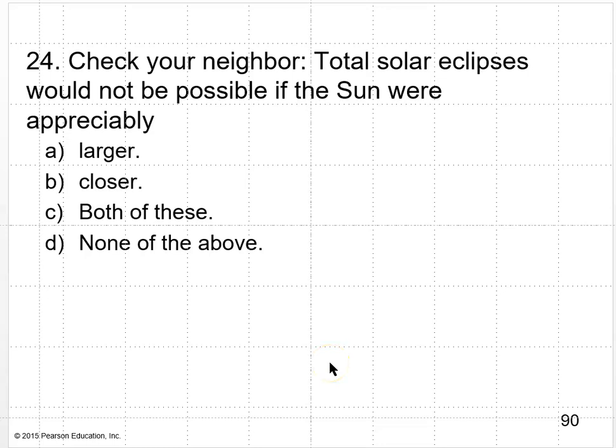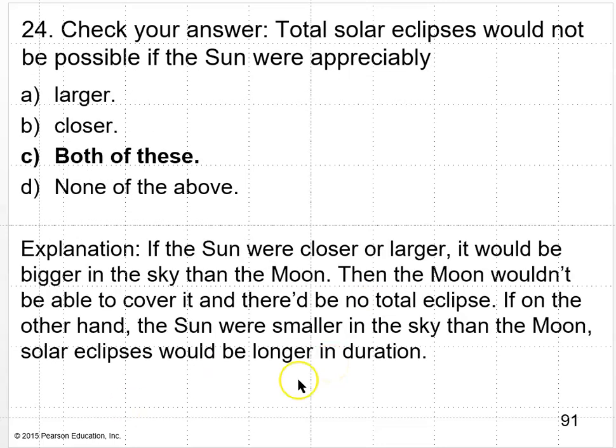Total solar eclipses would not be possible if the sun were appreciably larger or closer. If the sun were closer or larger, it would be bigger in the sky than the moon, which wouldn't be able to cover it, and there'd be no total eclipse. If, on the other hand, the sun were smaller in the sky than the moon, then solar eclipses would be longer in duration, and total solar eclipses would occur more often.